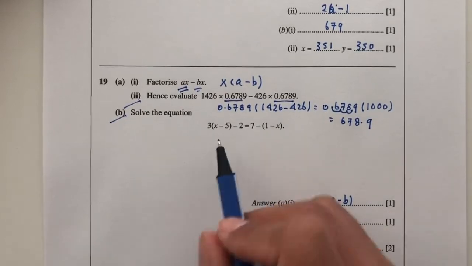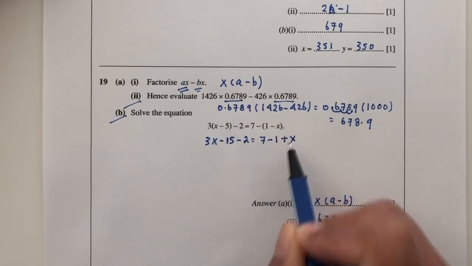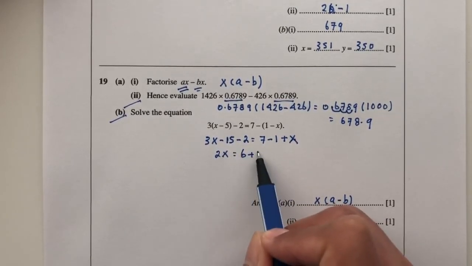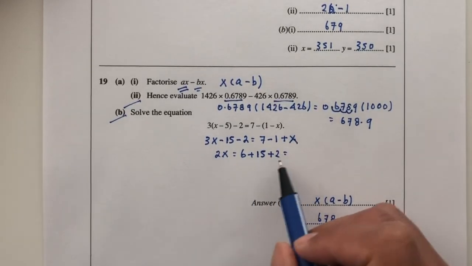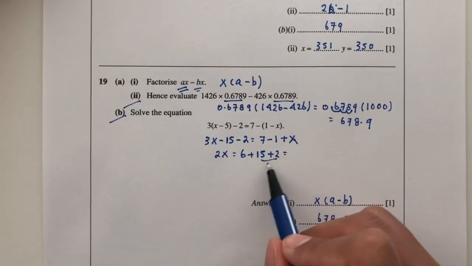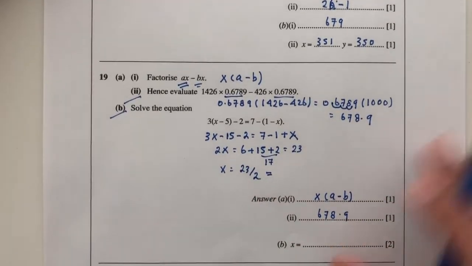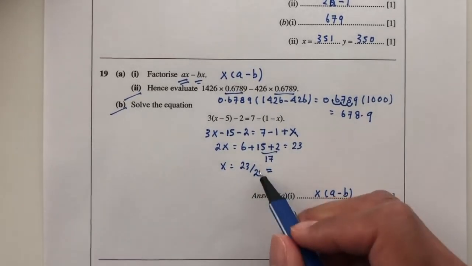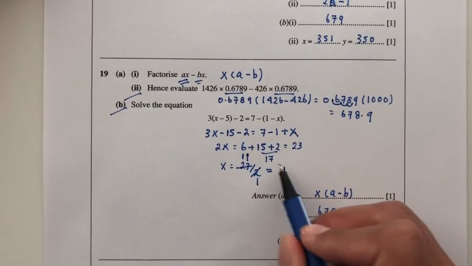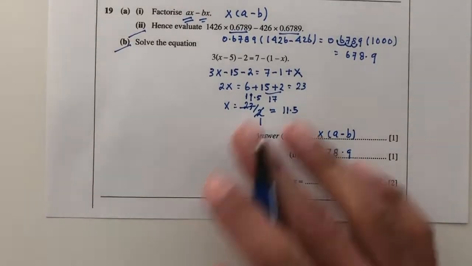Now part b, solve this equation, that will be 3x minus 15 minus 2 equal to 7 minus 1 plus x. So send x on one side, you will have 2x, that will be 6 plus 15 plus 2, that will be what? So we have 17 plus 6, so 17, right? That will be 23. So x will be 23 divided by 2. You can simplify if you want to, but that is okay for your answer. But if you want to, you can of course simplify. So 11.5. That will be your answer for the value of x. That is question 19.